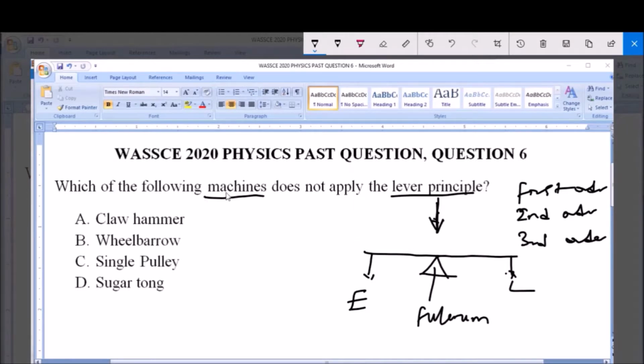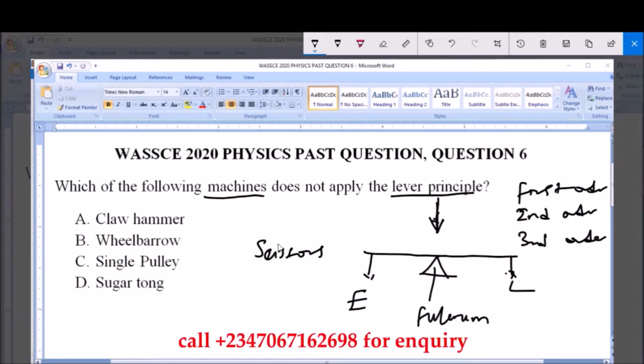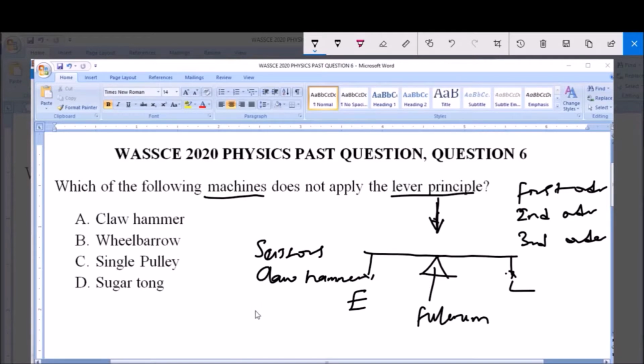But now the question says, which of the following machines does not apply the lever principle? The examples of machines that apply the lever principle include, let me list them for us: the scissors. The scissors applies the lever principle, and that is the first order lever. Also, we have the claw hammer, also a first order lever. We have the wheelbarrow, the sugar tongs, forceps, and so on.